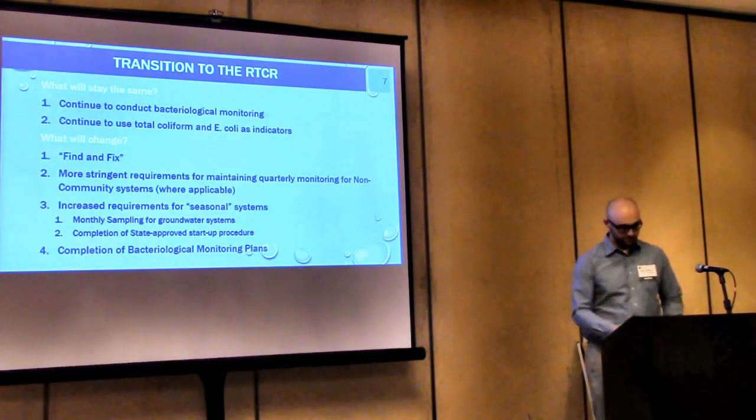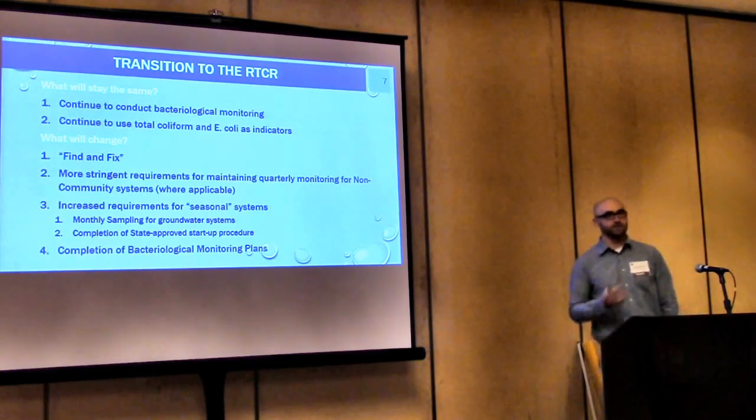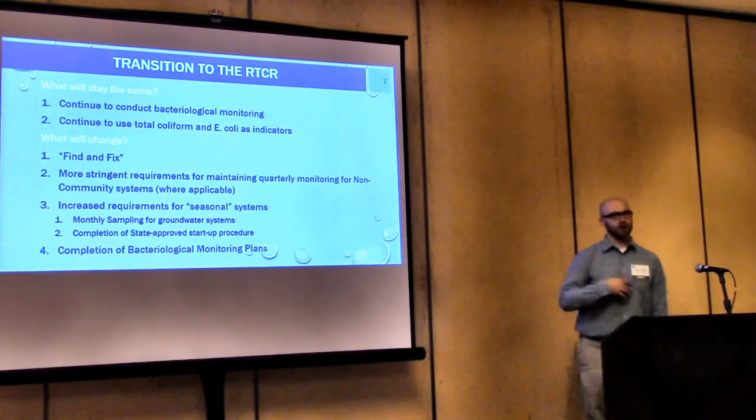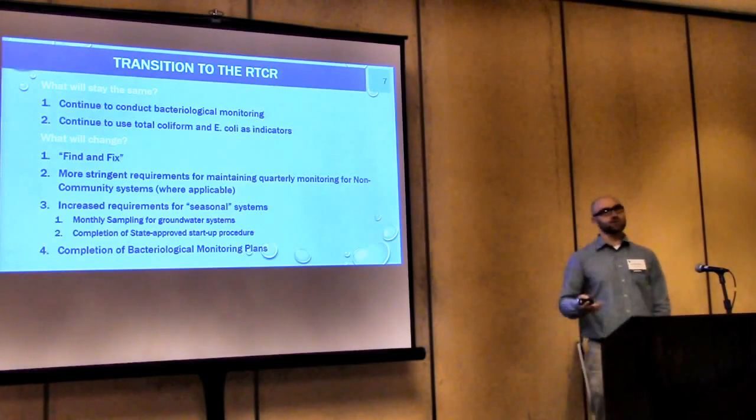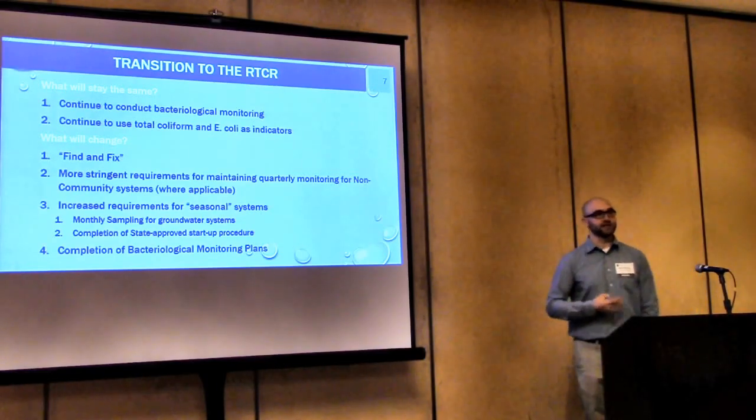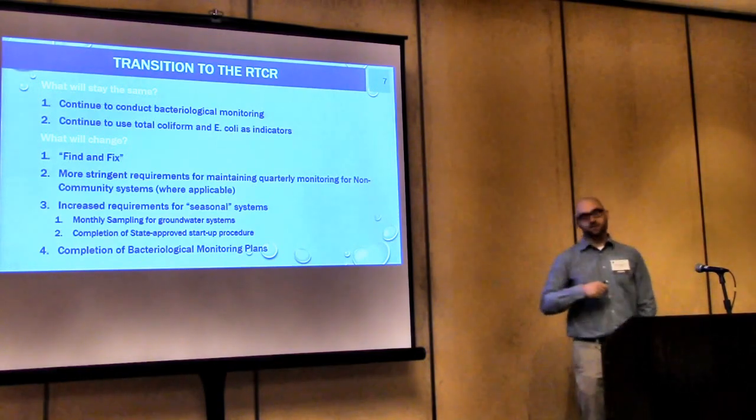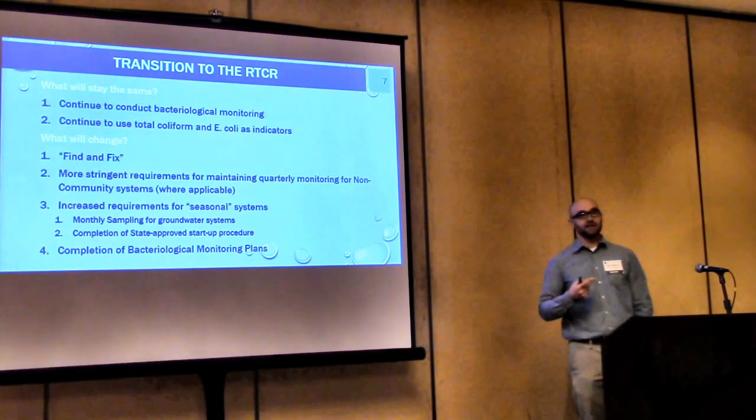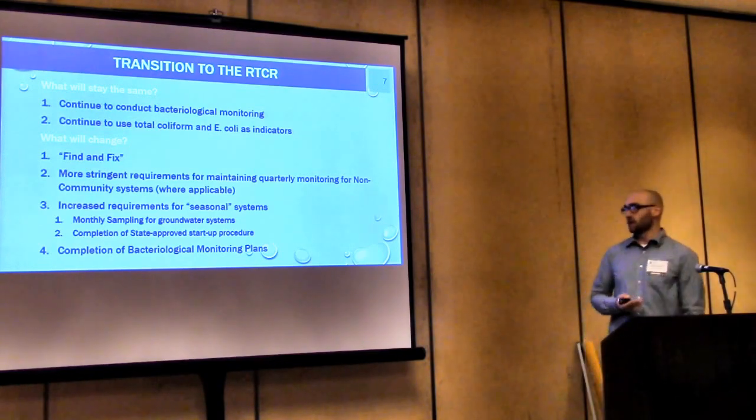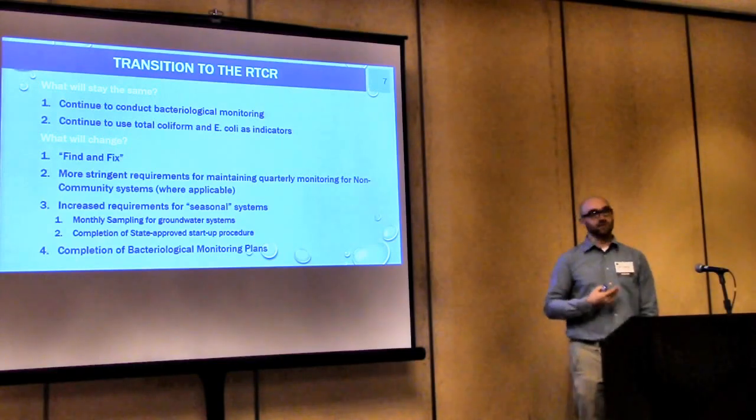that can be considered a seasonal system. The EPA has determined that the nature of starting up, shutting down, and having water hanging out in a storage tank or distribution pipes for a long time in an off-season creates a higher risk and a higher potential for contamination. So because of that, these systems will be required to sample on a monthly basis for the months in which they're open, and they'll have to complete a state-approved startup form.